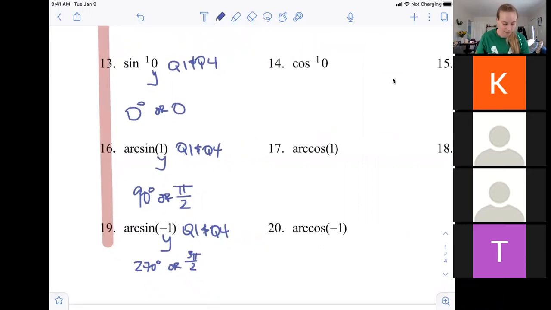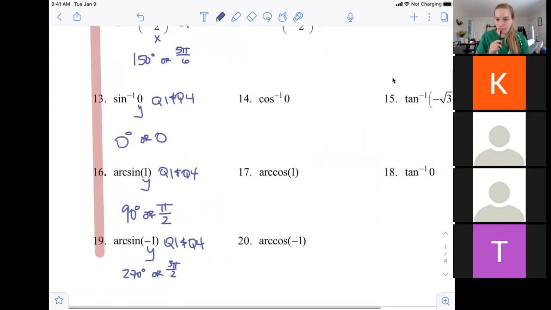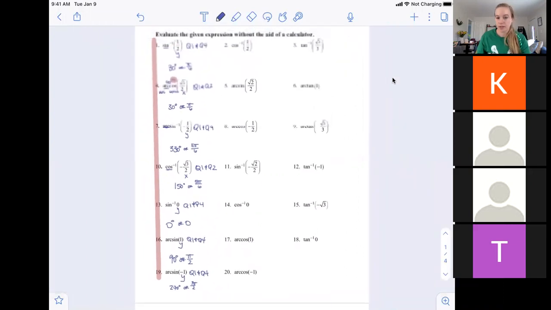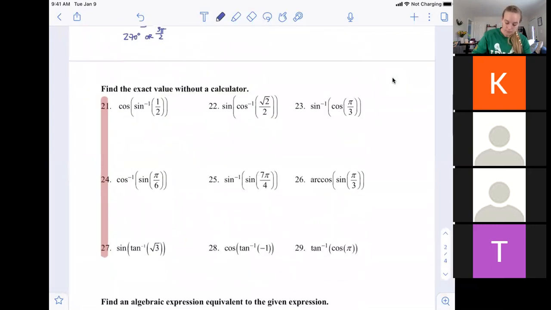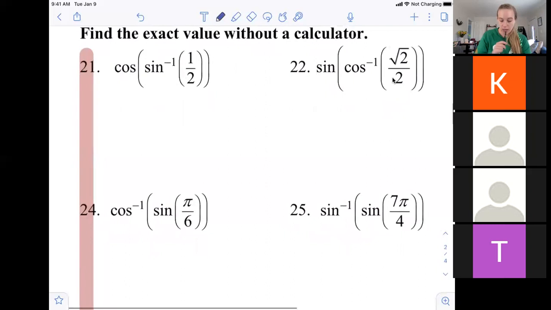Okay. I got a couple more I want to show you. Anybody have any questions so far? We got a ton of other practice problems like this if you want to try those on your own or with me another time. I think we're just going to do 21 and 24 before we leave today.